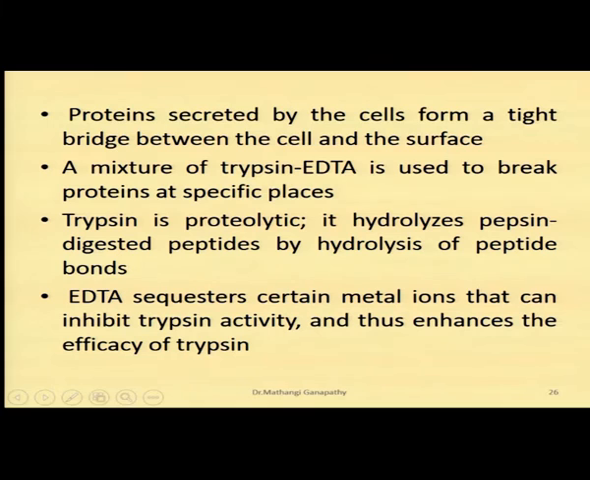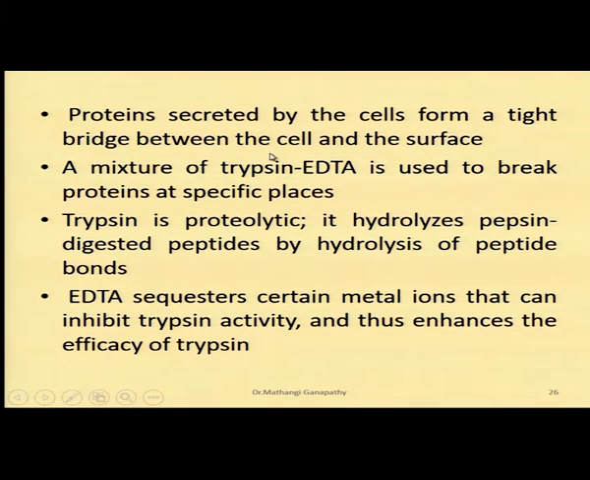Adherent cell cultures need to be detached from the surface of the tissue culture flasks or dishes using proteins. Proteins secreted by the cells form a tight bridge between the cell and the surface. See, when you have an adherent cell culture, the cells actually attach themselves to the substratum, and this attachment is taken care of by the proteins secreted by the cells. So between the cell and the surface, they have a tight bond.